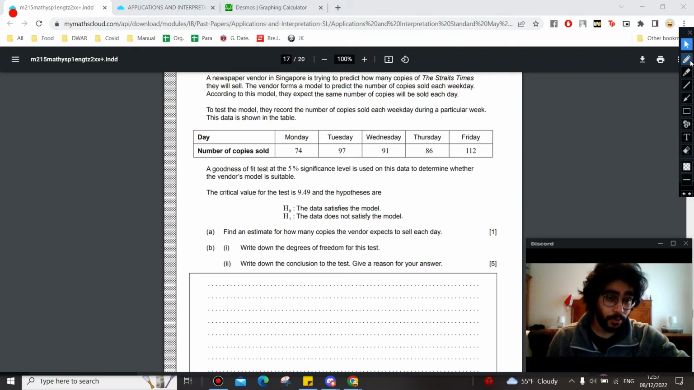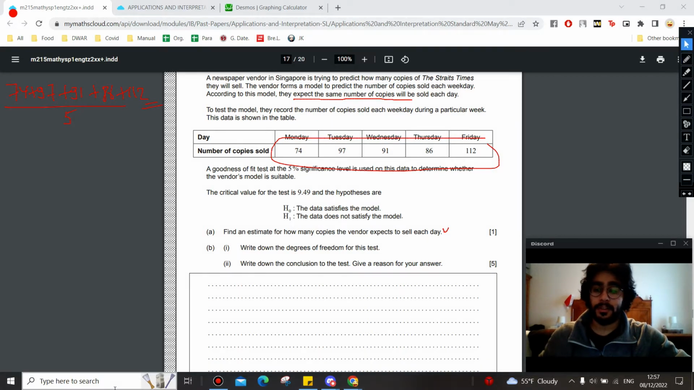Well, this has nothing to do with the statistics. They expect the same number of copies to be sold each day, right? How can I find this then? Well, I have the data, right? I can sum them up and divide by 5 because I have 5 data, and that will be on average how much they expect to sell every day. So the answer for this one will be 74 plus 97 plus 91 plus 86 plus 112 divided by 5. I can actually calculate this maybe.